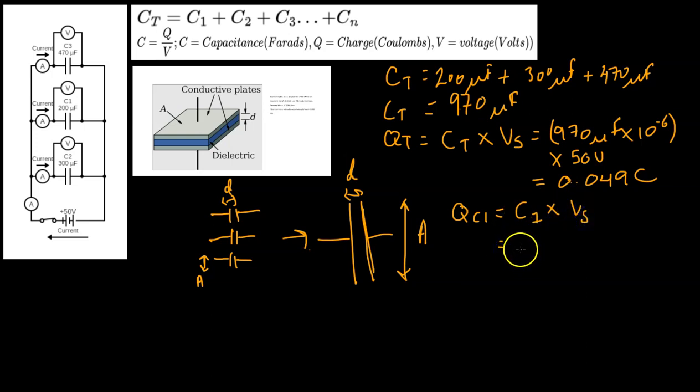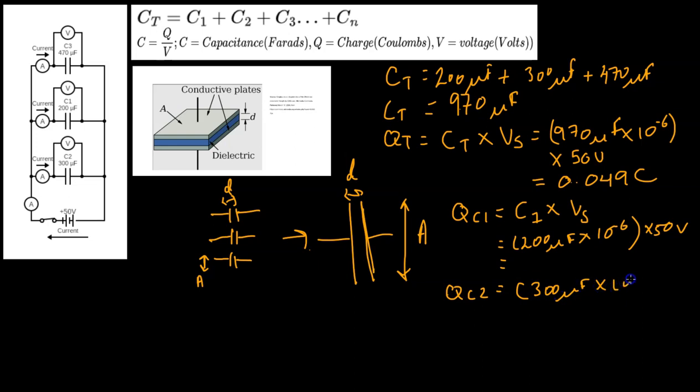That gives us 200 microfarads multiplied by 10 to the negative 6, times 50 volts. And the same would occur with capacitor 2. It's going to be capacitor 2, 300 microfarads. We're going to change that back into farads.